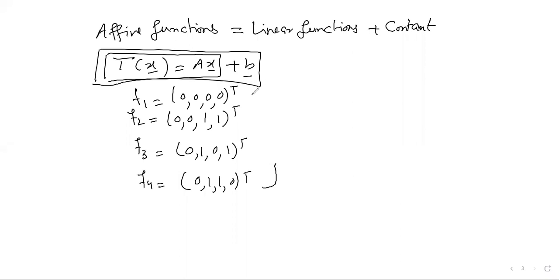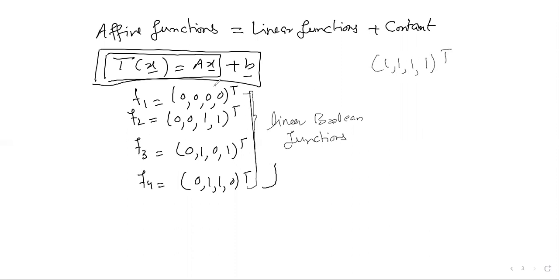We can define it as these four Boolean functions. If you can define a constant like 1, 1, 1, and 1 in all these linear functions, you will get an affine function. If I take F1 plus 1, 1, 1, and 1 and add them, you will get 1, 1, 1, and 1.